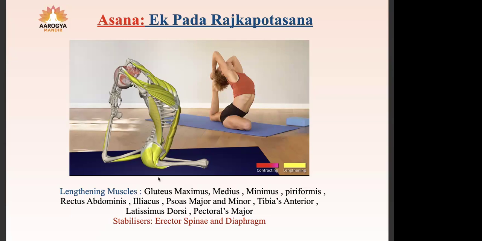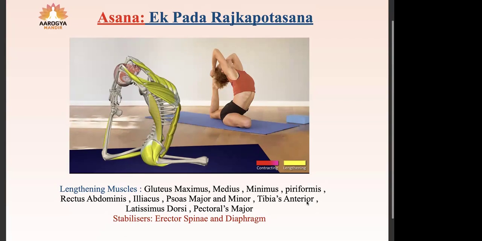You have to get the chin so that there is a right alignment over the spine. So what are the muscles getting lengthened in this posture? This backward bending posture involves stretch of the gluteus maximus. You can clearly see over here the gluteus medius and gluteus minimus also. Apart from that, piriformis muscle is also getting stretched.